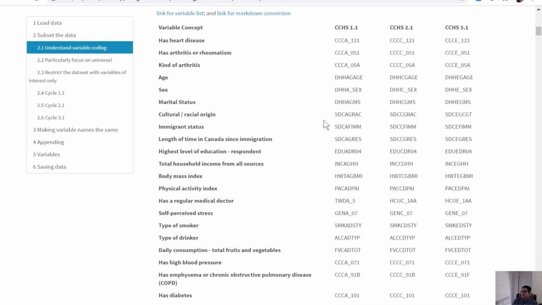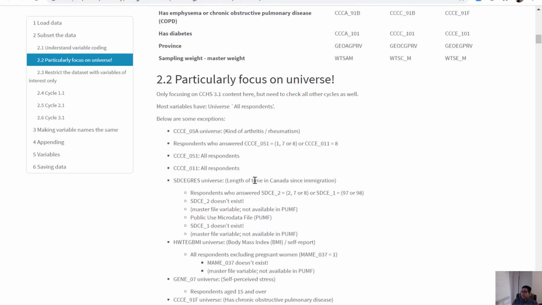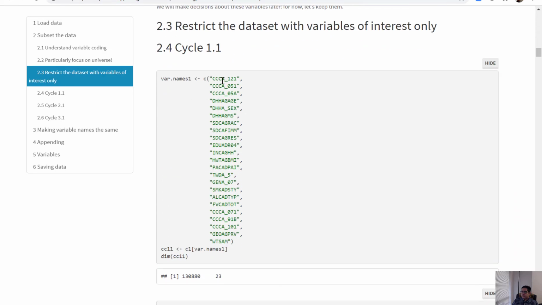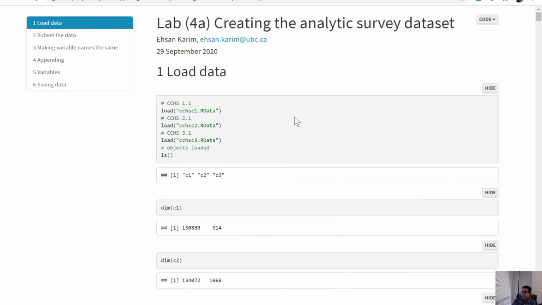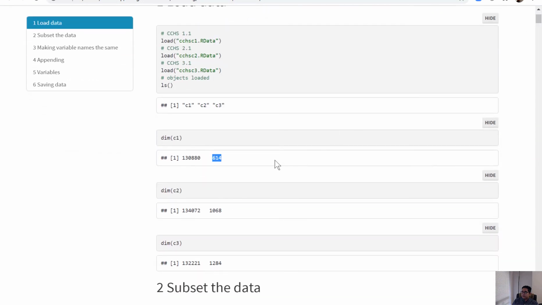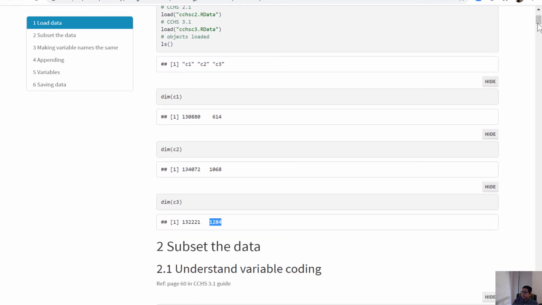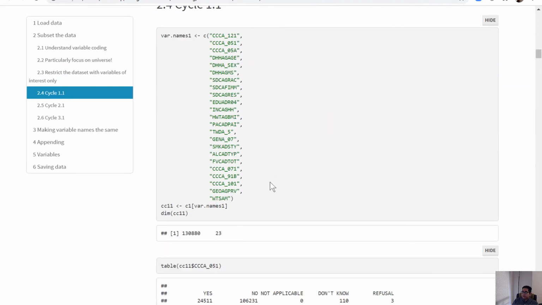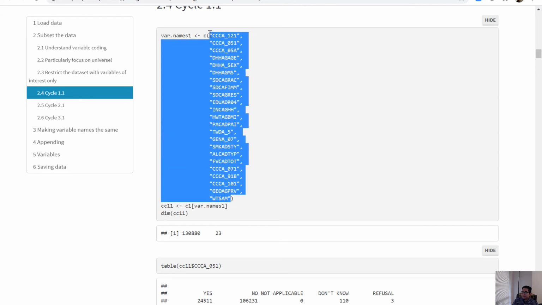So we have all of these variables from cycle 1, 2, and 3. Let us just include all of these variables from cycle 1 into one dataset and restrict the dataset to only these variables. So there were many other variables. In total, we had 614 variables in cycle 1. Cycle 2 had 10,000 variables, and in cycle 3 we had 1200 plus variables. So let us just restrict our cycle 1 from 614 to only these 23 variables.